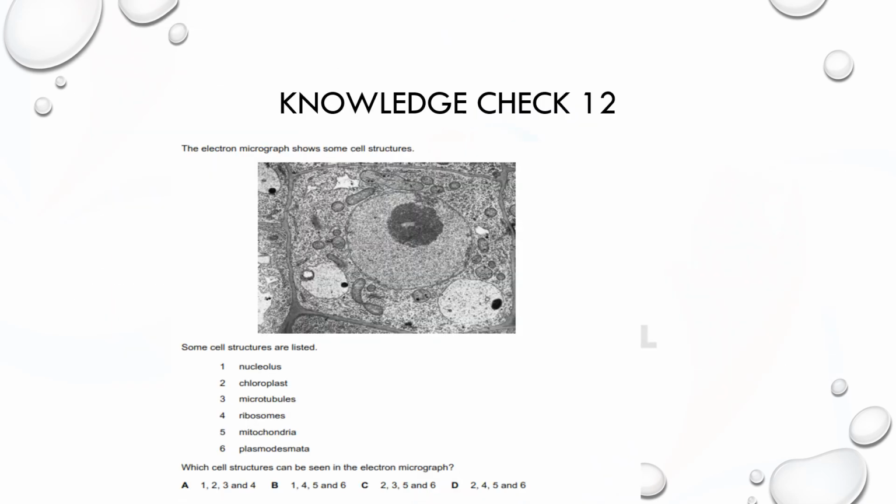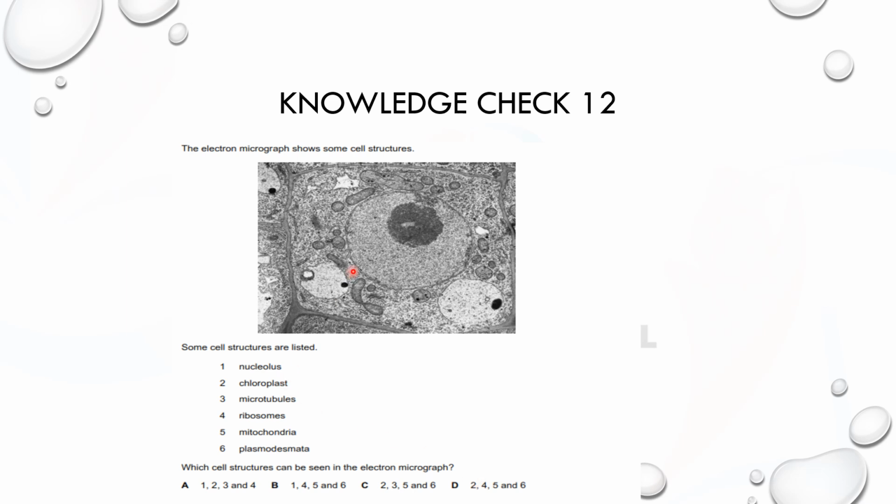Okay, another check says the electron micrograph shows some of the structures. Some cell structures are listed. Which cell structures can be seen in the electron micrograph? Pause the video and try it. Which one can be seen? Okay, let's check. Nucleolus is the darkly stained part of the nucleus, right? It can be seen. So 1, A and B has 1, so C and D eliminated.